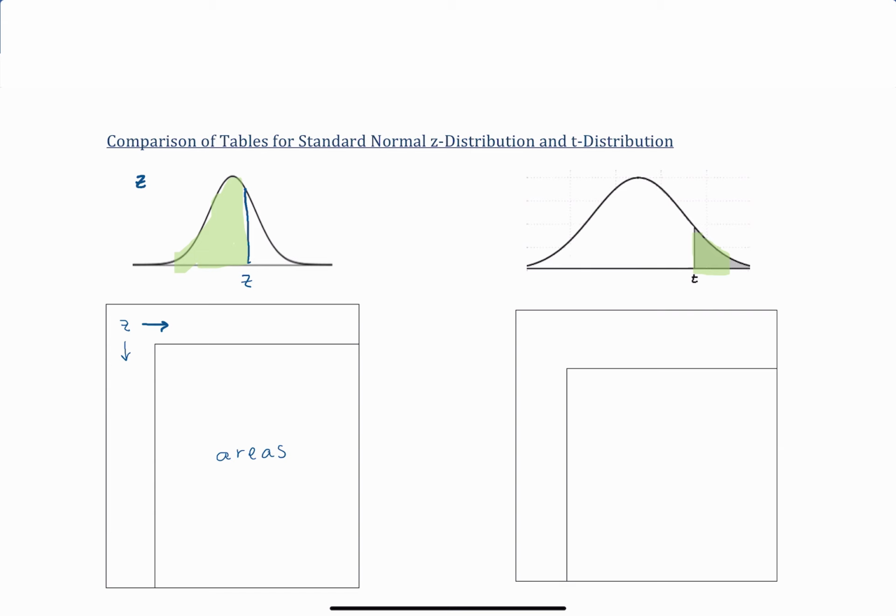Now, with the t-tables, it's the t-values that are found in the main area of the table, and the areas are in the top row. What's in that leftmost column? Well, remember, there is not just one t-distribution, there are many. Each different degree of freedom gives you a different t-distribution, and the degrees of freedom are found down along that left column. So let's see some examples of how this works.